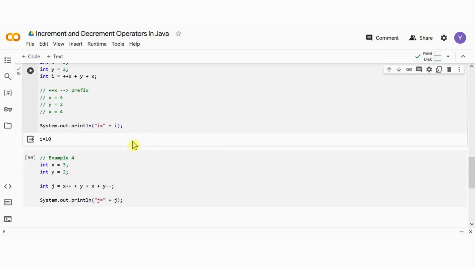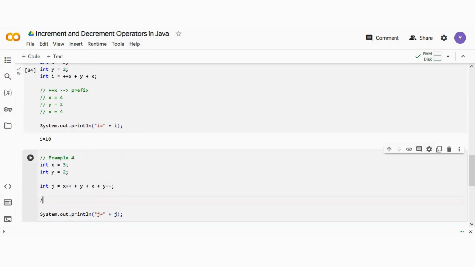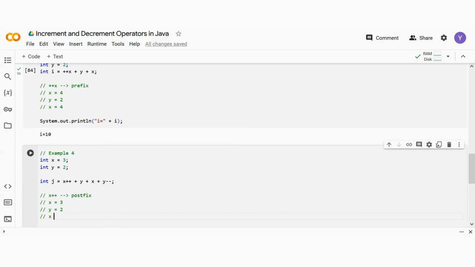The final example here, integer x is equal to 3, integer y is equal to 2, integer j is equal to x++ + y + x + y--. x++ here, we know that is postfix. So I'm going to do the evaluation before the increment. So the first x will be equal to 3 before the increment. My y, no questions about it, y is equal to 2. Now my second x here, okay, there's no increment or decrement sign, but because I have done the x++ here, now my x should be equal to 4. You need to remember that.